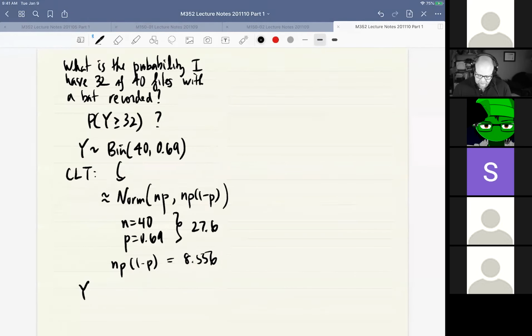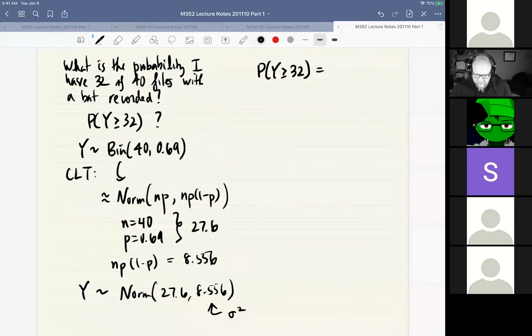So the central limit theorem says my probability is approximately equal to the normal distribution with mean 27.6 and 8.556, remembering that this is the variance. So what is the probability that Y is bigger than or equal to 32? Well, it's 1 minus the probability that Y is less than or equal to 32.